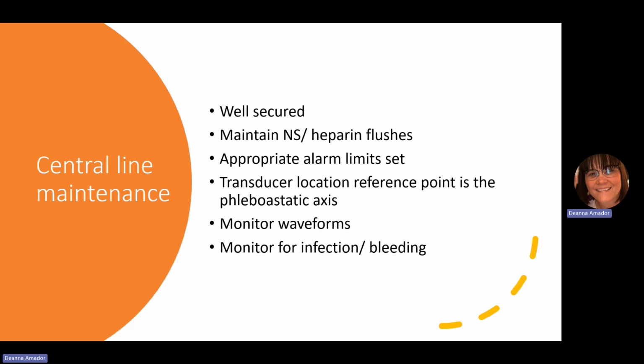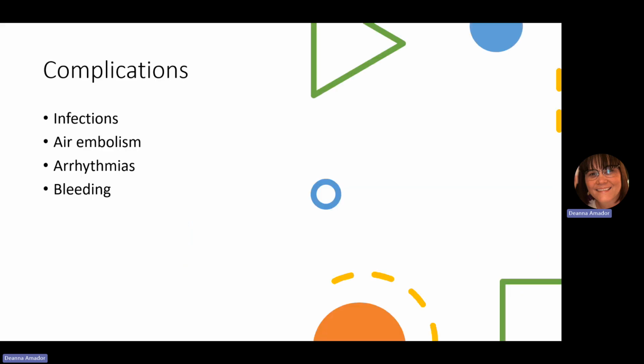Just like an arterial line, complications would be infection, air embolism, any dysrhythmias or arrhythmias, especially if that line goes too deep and starts messing with the heart, because it shouldn't be there, and then bleeding.